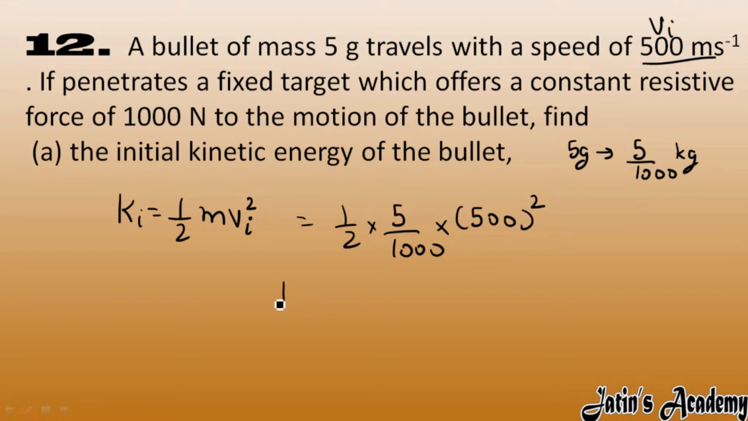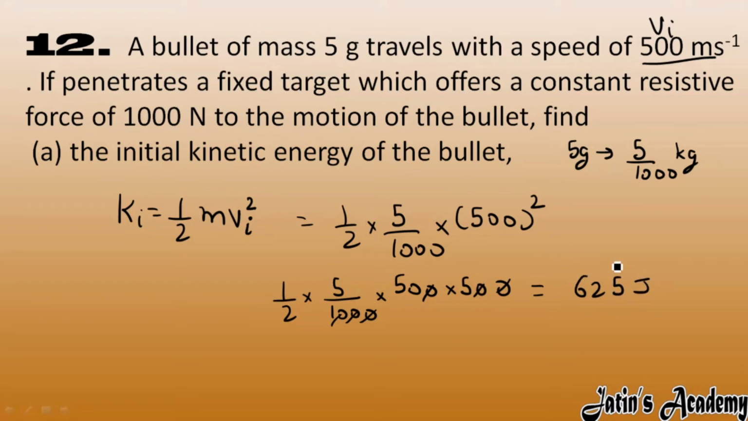Now just calculate 500 into 500, two times. When you solve this, you will get 625 joule as the initial kinetic energy. Clear? So the initial kinetic energy we got is 625 joule.